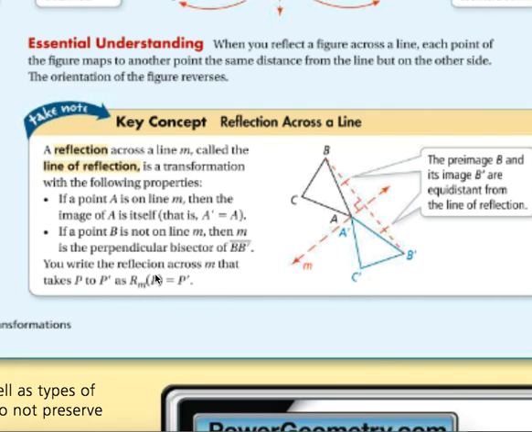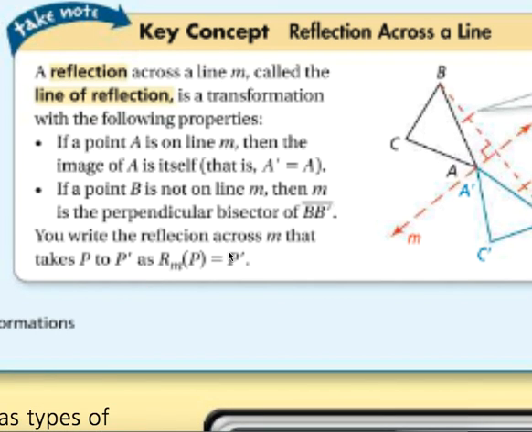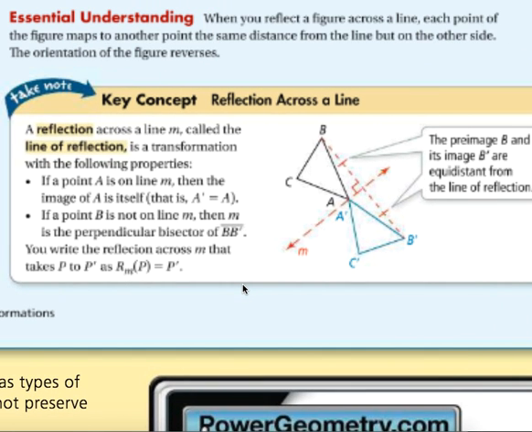The notation that will come up here looks like this. The notation will say something to the effect of a capital R going over some line, and then the shape that you're being asked to reflect. So notice down here, the reflection across line M that takes P to P prime is written like this. So that may come up.